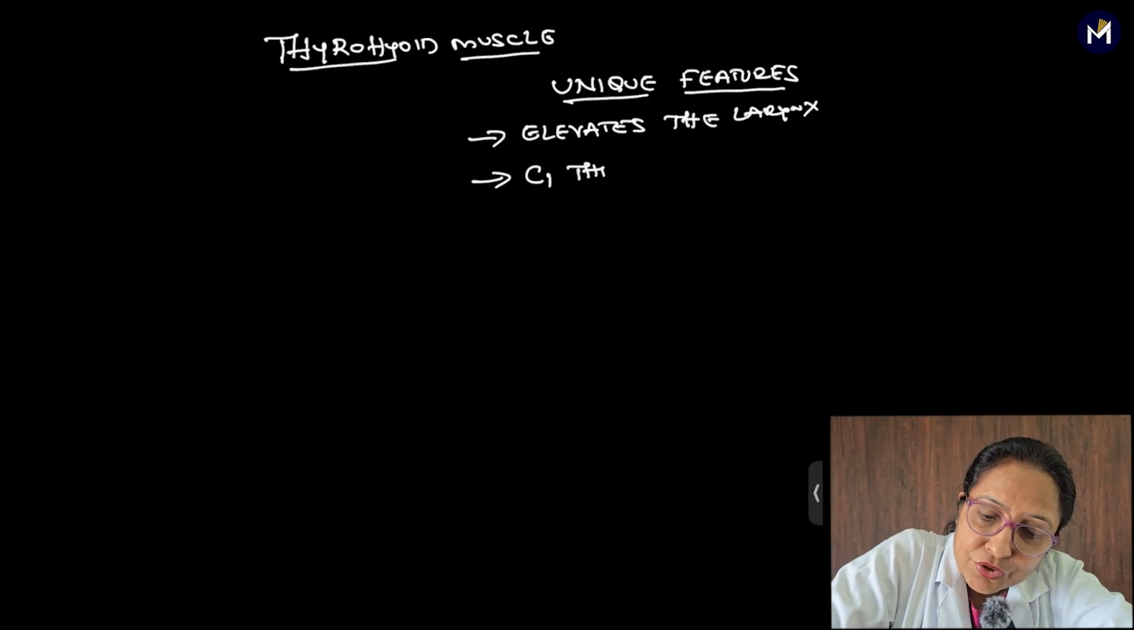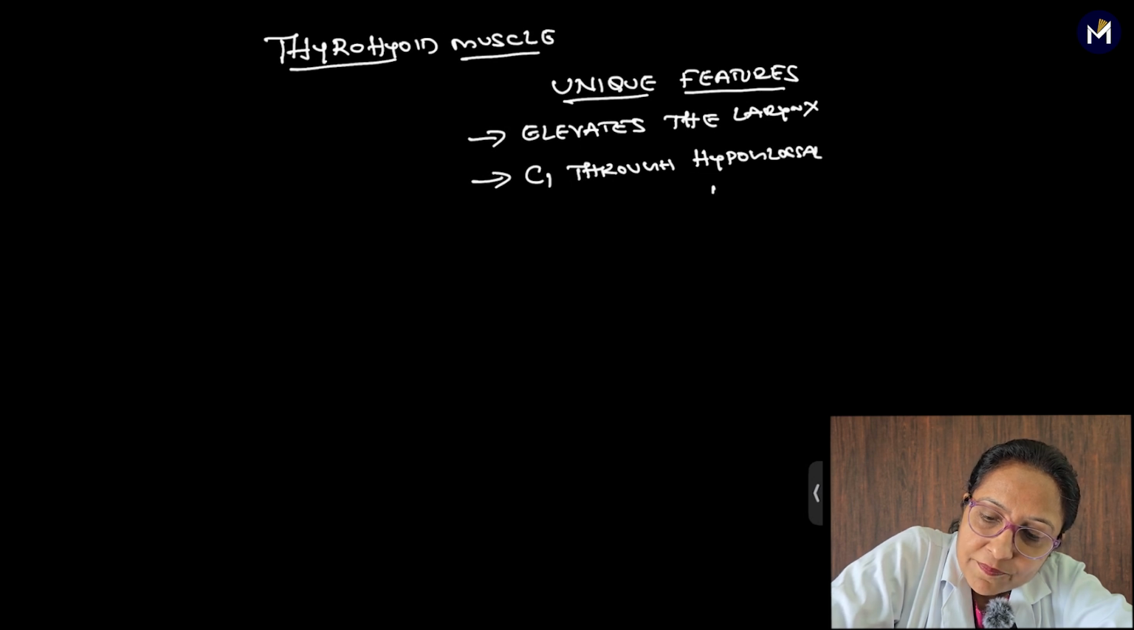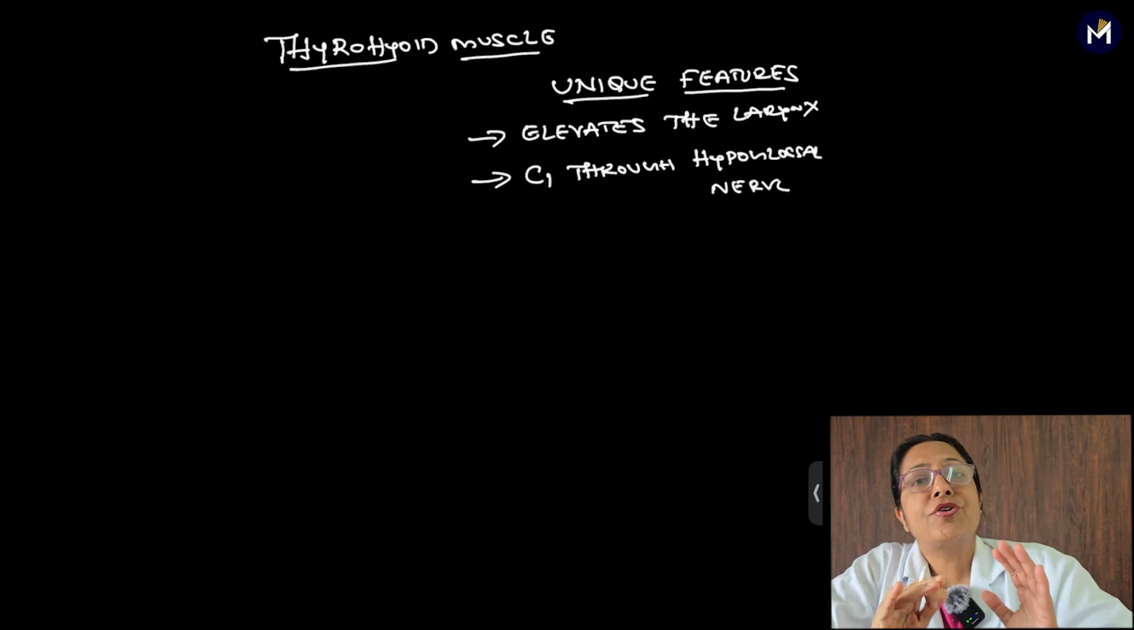Second, all the infrahyoid muscles are supplied by ansa cervicalis, but thyrohyoid is supplied by C1 through hypoglossal nerve. So these two characteristic features you require to remember for your exams. Now we'll learn about the origin and insertion with the help of a diagram.